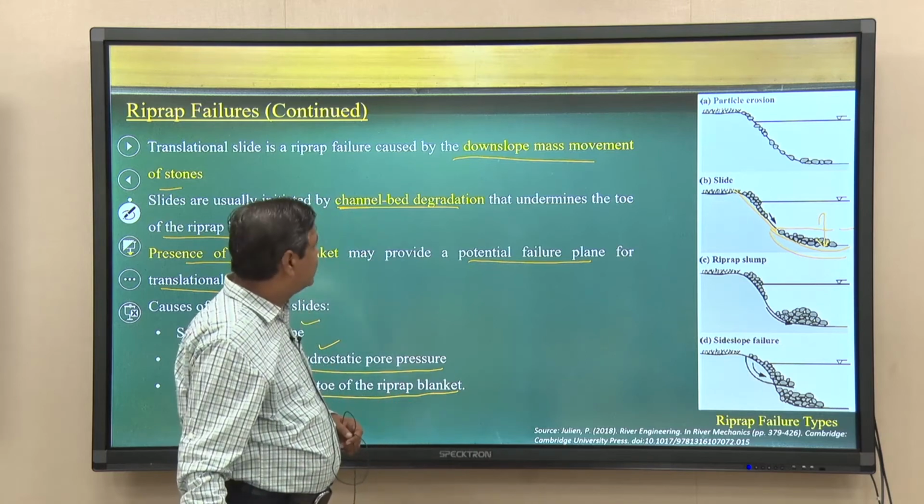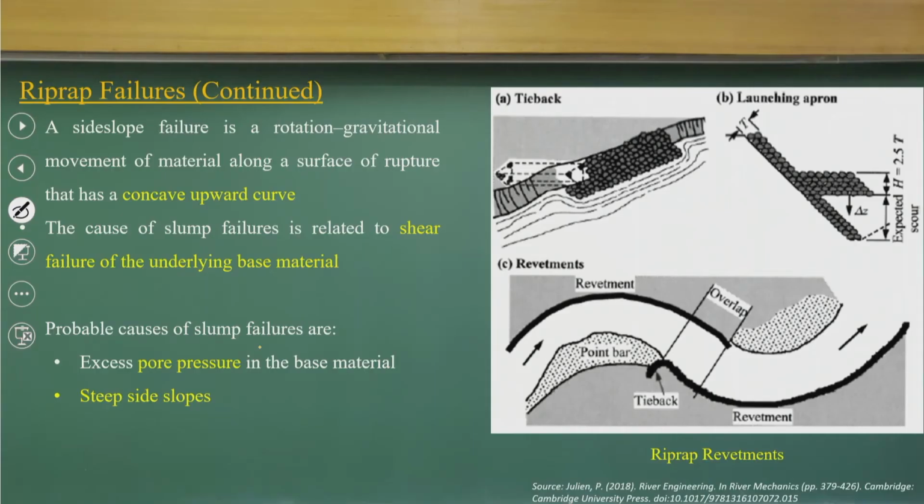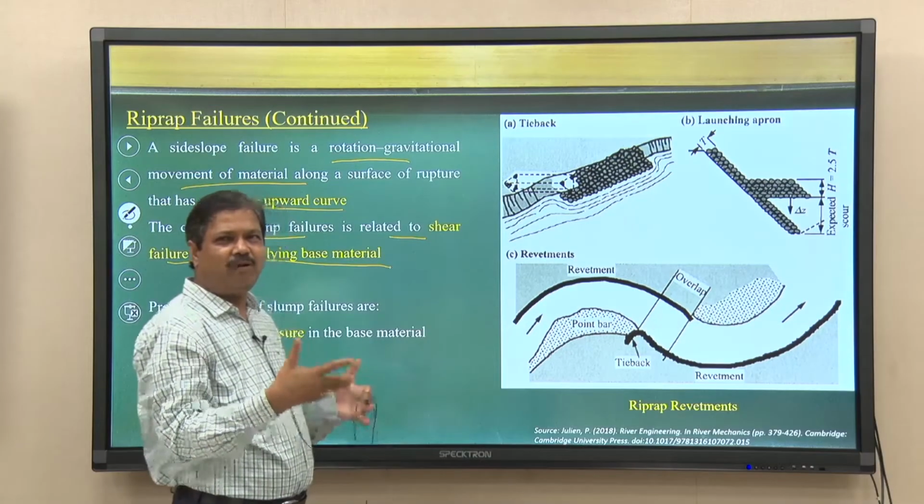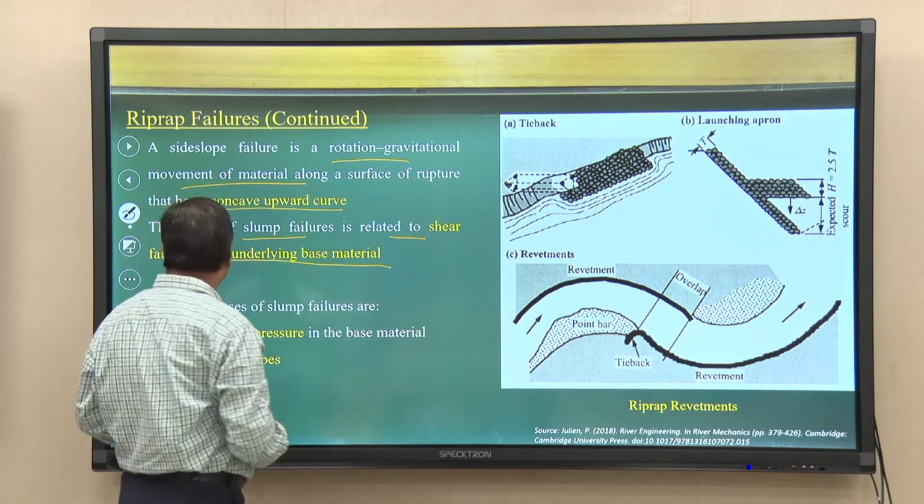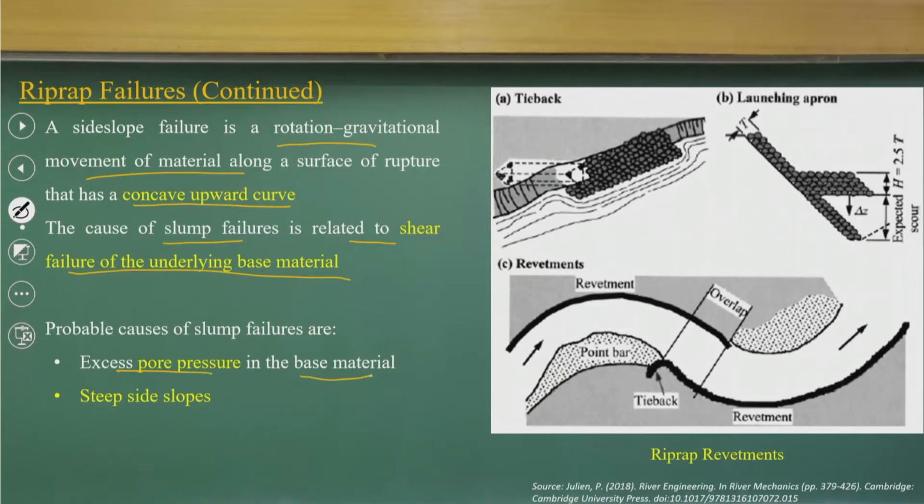So, if you look at the next one, which is riprap slump, that way we can understand that side slope failure is a rotational and gravitational failure movement of materials. That is what happens, it is a concave upward curve. The cause of slump failure is related to the shear failure of underlying base materials. Basically, it is a geotechnical failure, with excess pore pressures in the base materials and steep side slope.